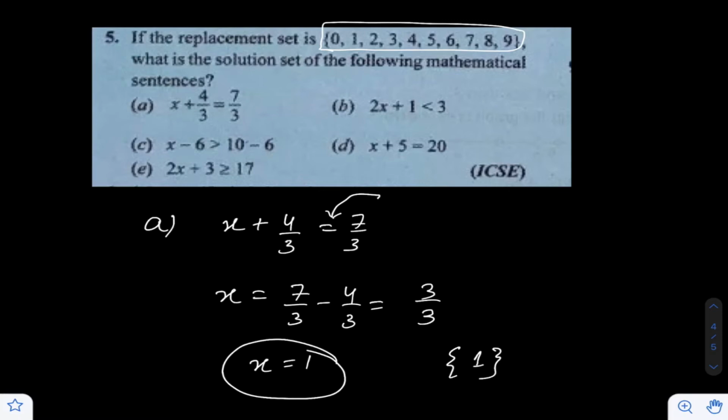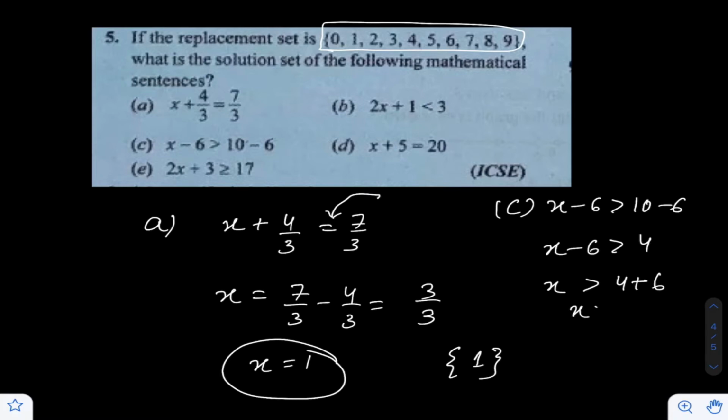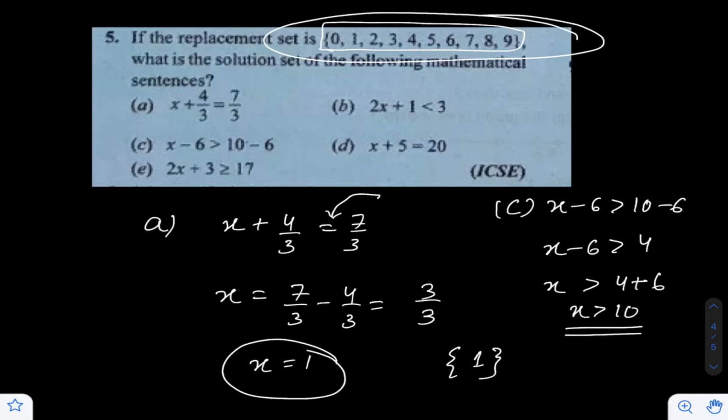Now if I take part C, x minus 6 more than 10 minus 6, or you can say x minus 6 more than 4, or you can say x is greater than 4 plus 6, or x is greater than 10. But in this set we do not have any number which is more than 10. So it means such type of questions do not have any solution, or you can say an empty set. An empty set is denoted by phi.